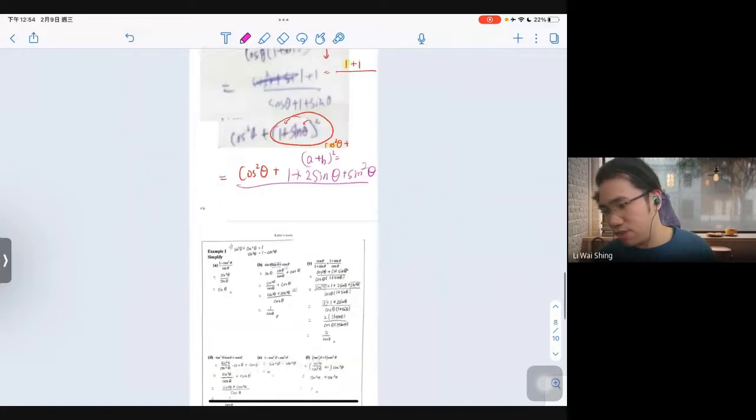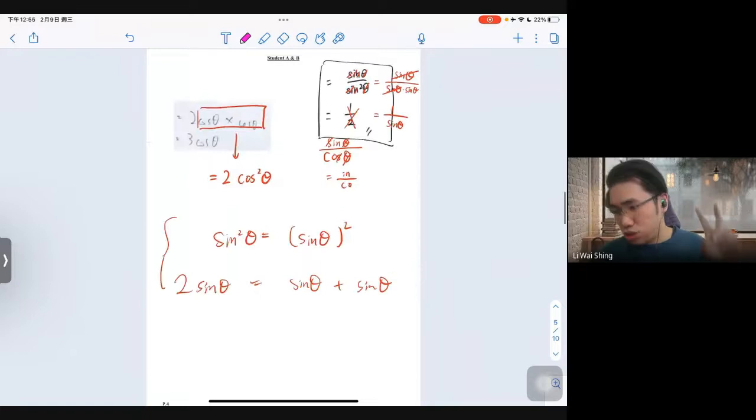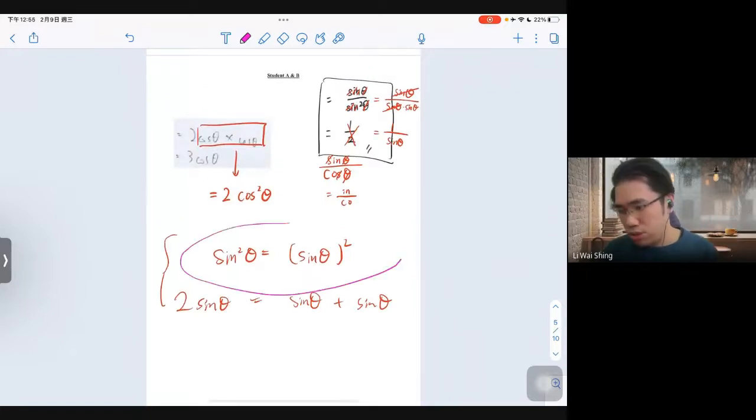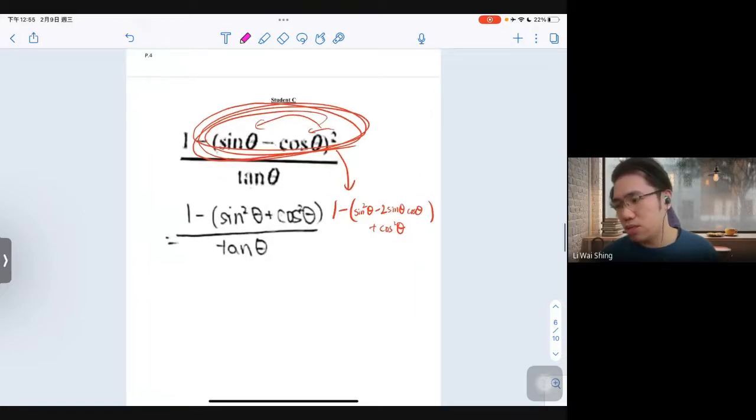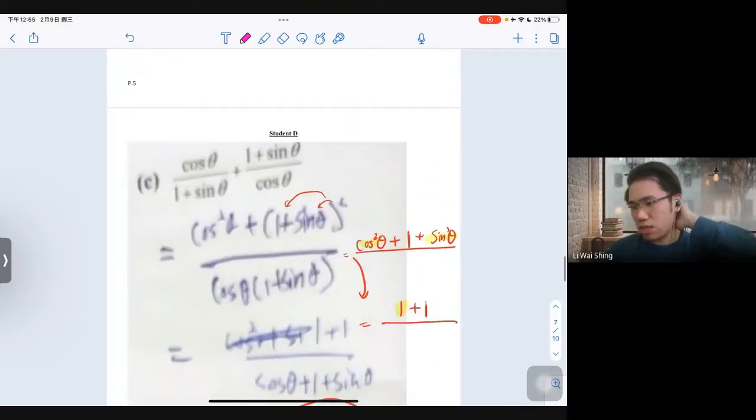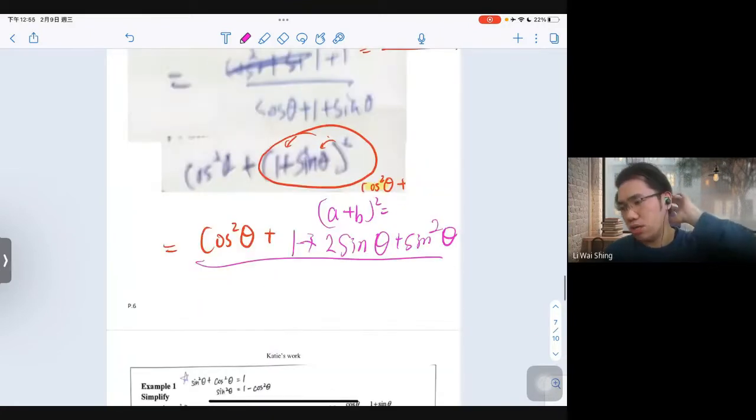OK, so all the problems we have finished. Two main problems. The first one, you don't know what is sine square and what is cosine square theta. And the next one, some of you expand the bracket like this. Okay, it's horrible. Don't do this again. A plus B whole square is not equal to A square plus B square.